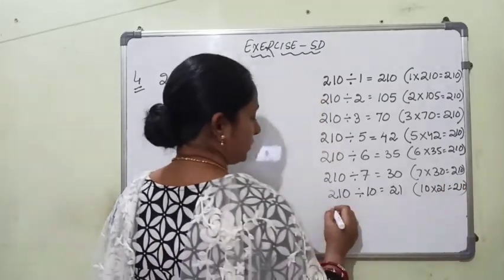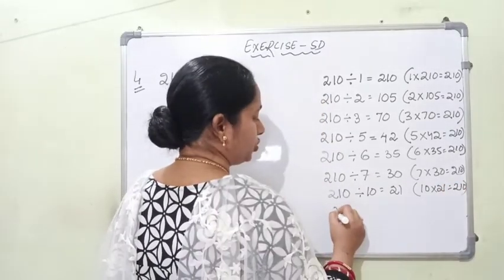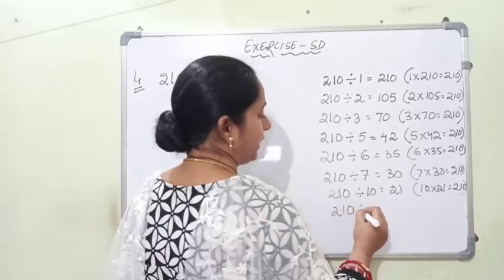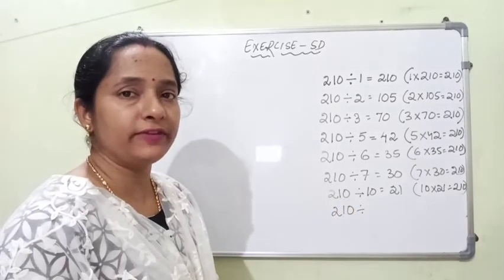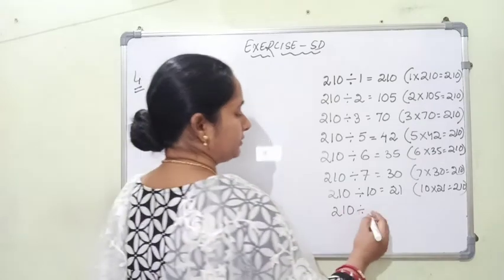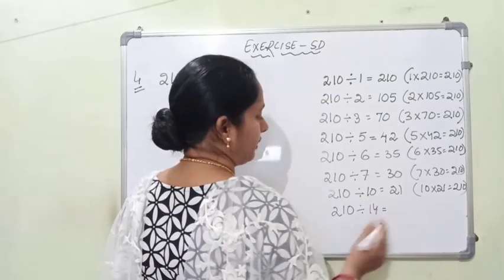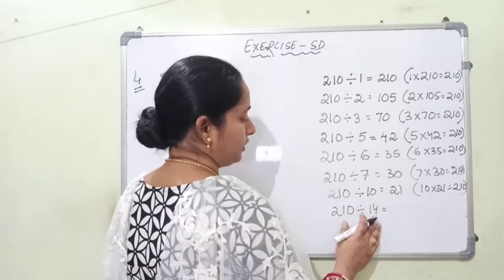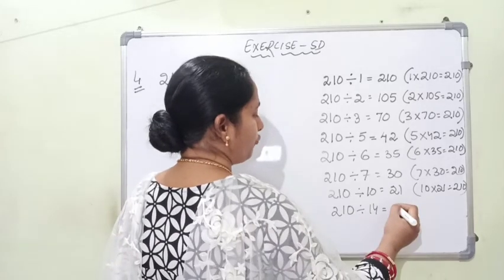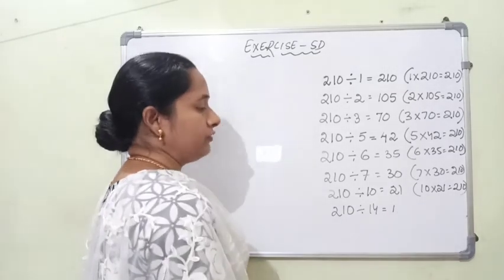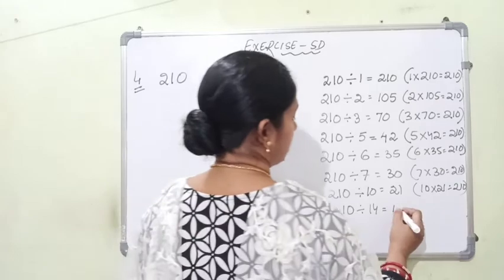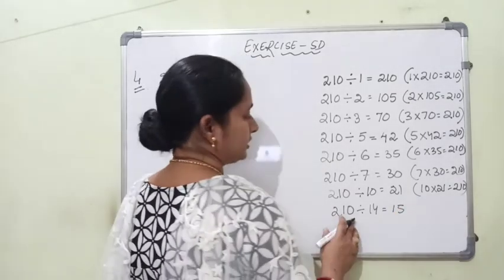Okay. Next we have 210 divided by 12. Can it be divisible by 12? It cannot be. Then comes the number 14. It can be divisible by 14. 14, how many times will it go? 14 1s are 14, and 14 5s are 70. You get the remainder 7.